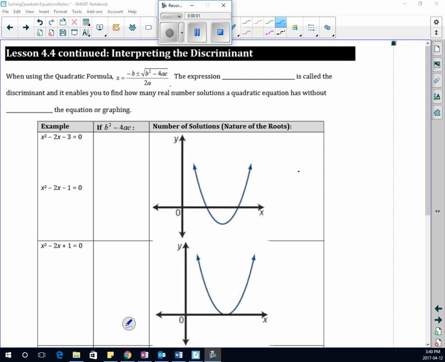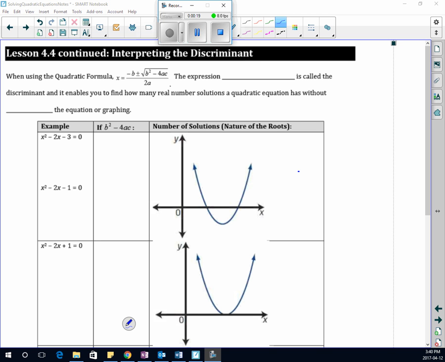Okay, so we're going to talk a little bit more about the quadratic formula and a certain part of the quadratic formula, which is inside the radical. It's called a discriminant. And inside the radical actually tells us a lot about what's going on graphically.